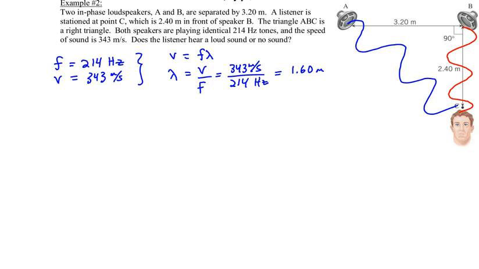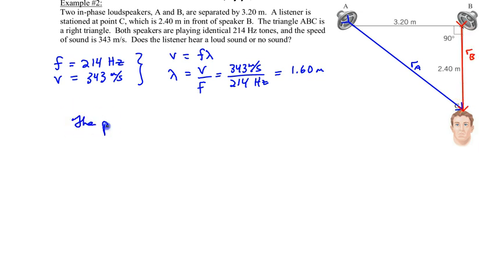The next thing we need to do is find that path difference. Let's say A travels this distance to point C, we'll call that R sub A. And speaker B travels this distance right here, and we'll call that R sub B. The path difference is the difference in distance that each of these speakers would travel. We're going to call that delta R. So take the longer distance, R sub A, minus the shorter distance, R sub B. But we're going to have to determine R sub A because it's not given, and hopefully you recall you could figure that out.